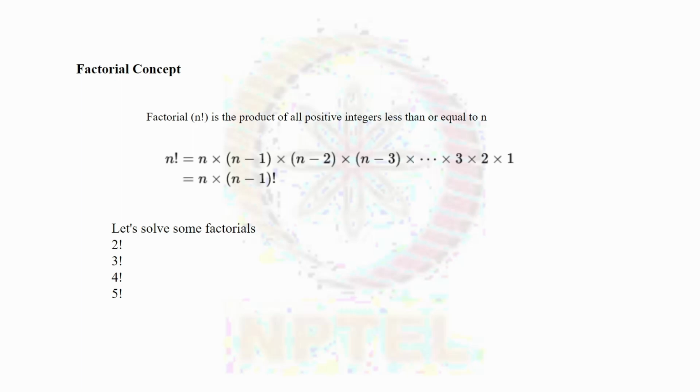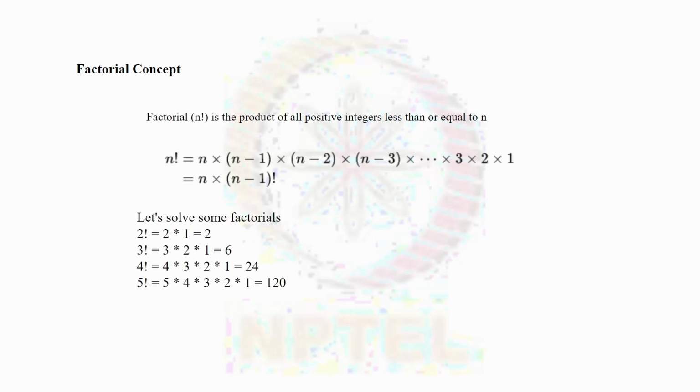Okay, moving forward, here is the answer. 2 factorial will be 2 into 1, which is 2. 3 factorial will be 3 into 2 into 1, so the value is 6. 4 factorial will be 4 into 3 into 2 into 1. I'm just following the formula here to develop a factorial. And 5 factorial will be 5 into 4 into 3 into 2 into 1, which is 120. I hope everyone is clear with this concept.